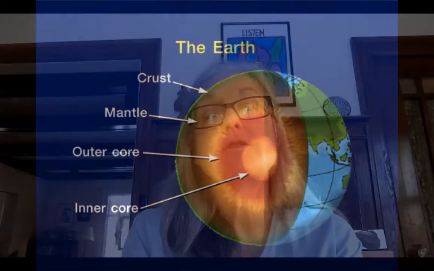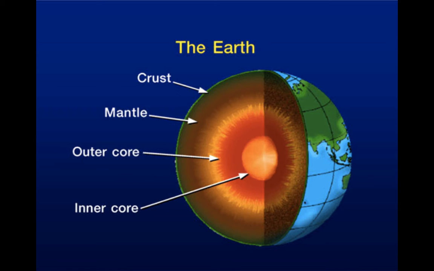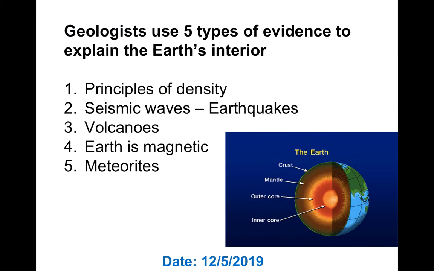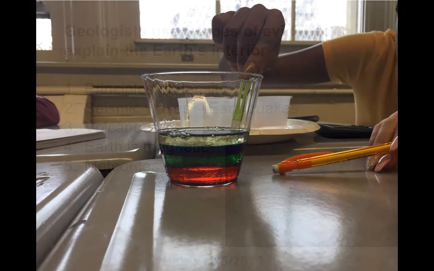So then we looked at the evidence for how the Earth's structure is in these layers. There are several pieces of evidence, 5 of them that we went over: density, seismic waves, volcanoes, Earth is a magnet, and meteorites.